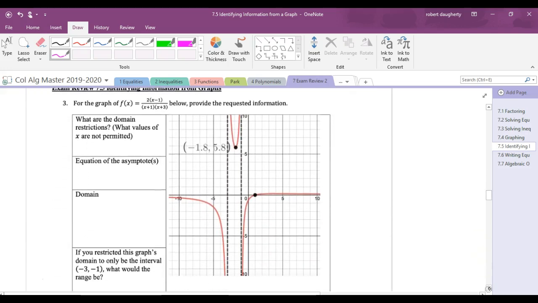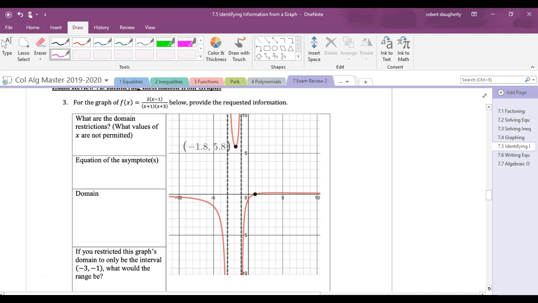Now, let's look at some rational graphs. What are the domain restrictions? Okay. So in this case, I see asymptotes, so I see that x cannot be negative 3, and x cannot be negative 1. Now, if I were to ask you for the domain, that means the domain is every number except those two numbers.